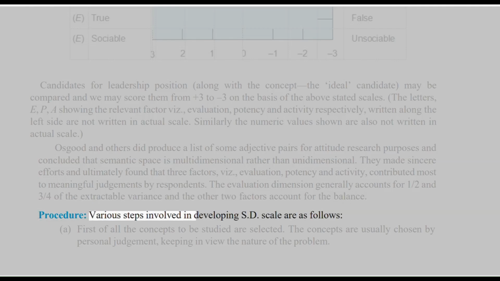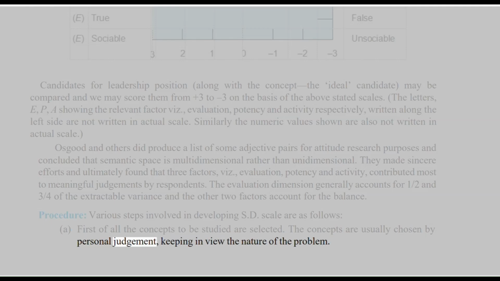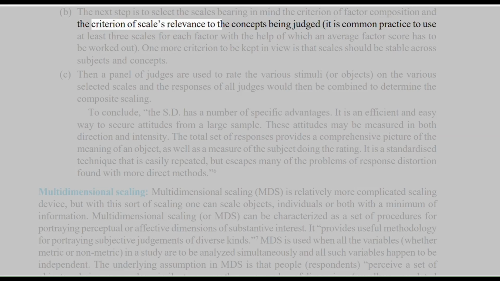Procedure. Various steps involved in developing SD scale are as follows. A. First of all, the concepts to be studied are selected. The concepts are usually chosen by personal judgment, keeping in view the nature of the problem. B. The next step is to select the scales bearing in mind the criterion of factor composition and the criterion of scale relevance to the concepts being judged.